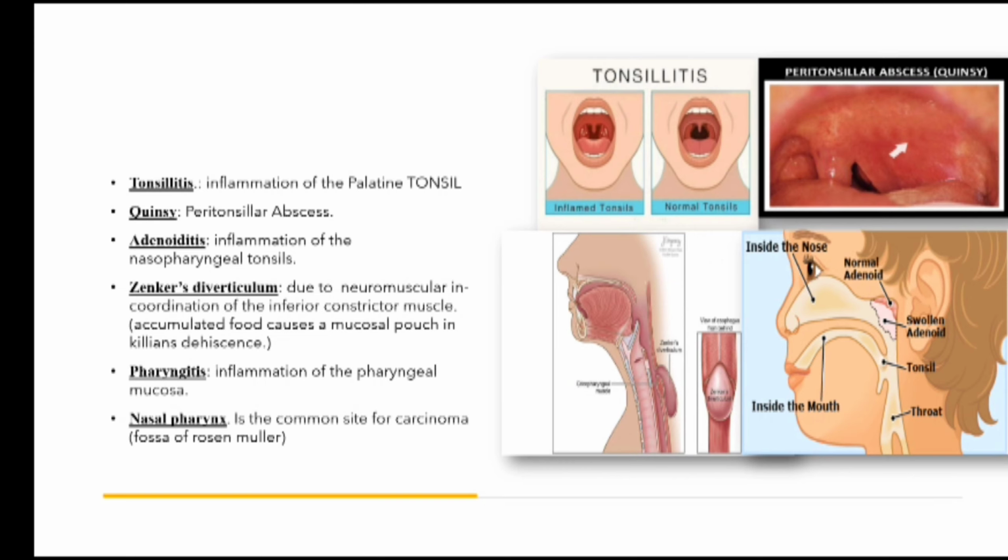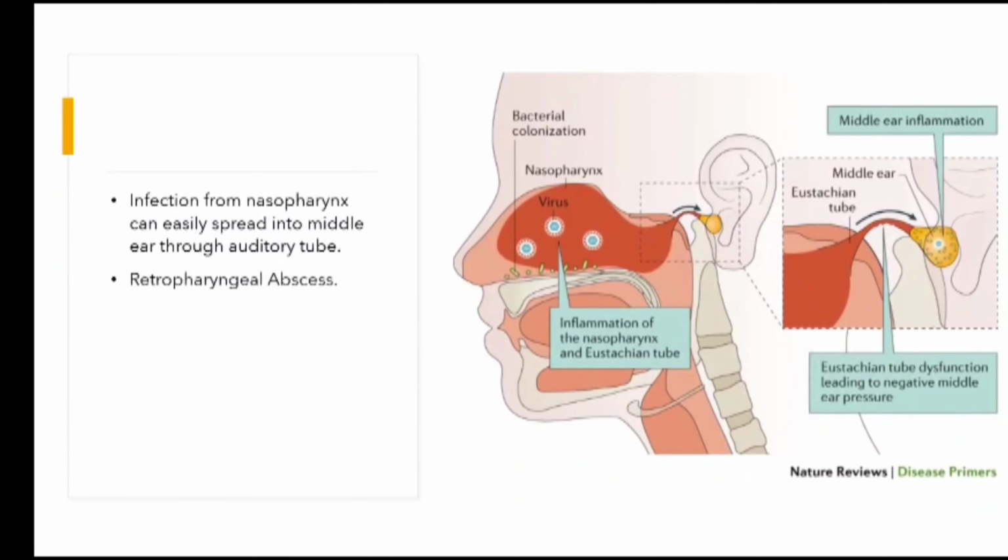Also, the nasopharynx is a pretty common site for carcinoma in the fossa of Rosenmüller. A very important thing to note is that infection from the nasopharynx can easily spread into the middle ear through the auditory tube, as you can see in this picture right here. And the last pathology which we'll talk about is the retropharyngeal abscess.